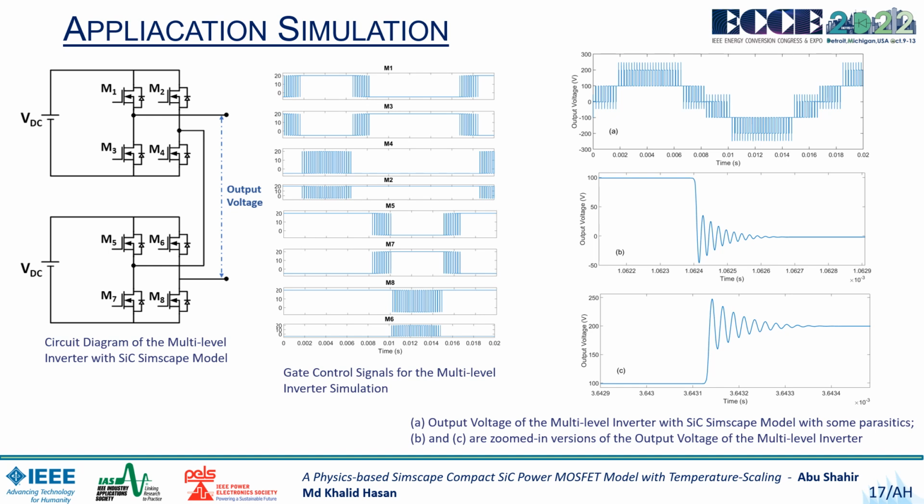The output voltage of the multi-level inverter with the Simscape model is presented in figure A. Some parasitics were included in the multi-level inverter to simulate the ringing, which can be noticed clearly in the zoomed-in versions of figures B and C.